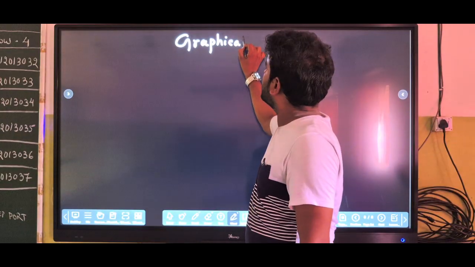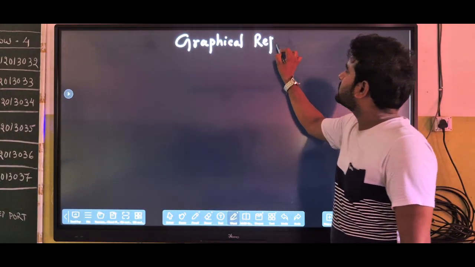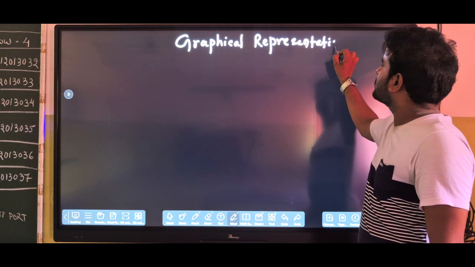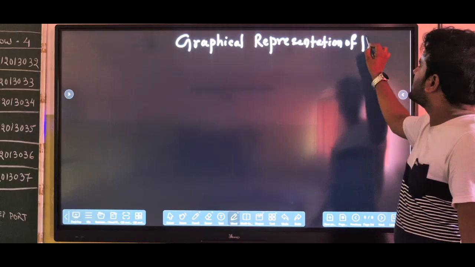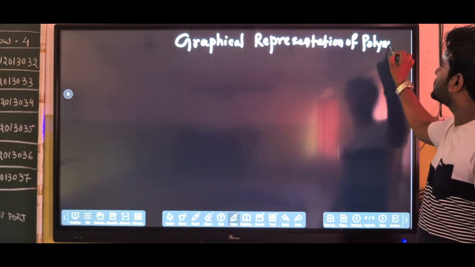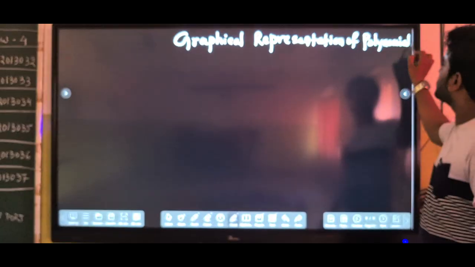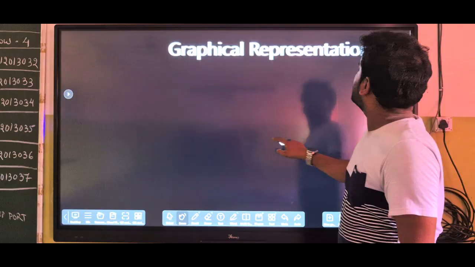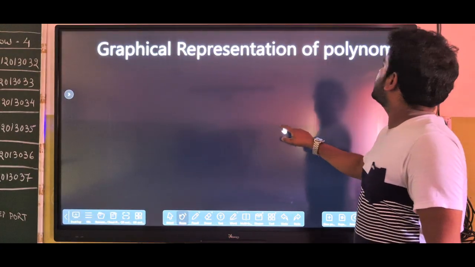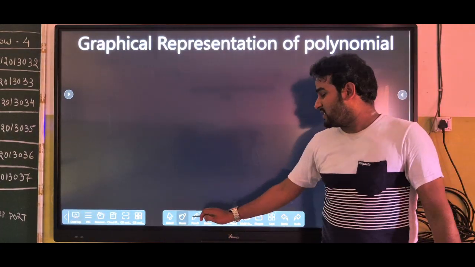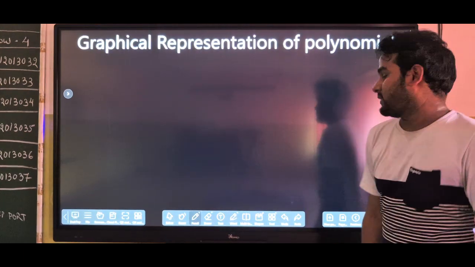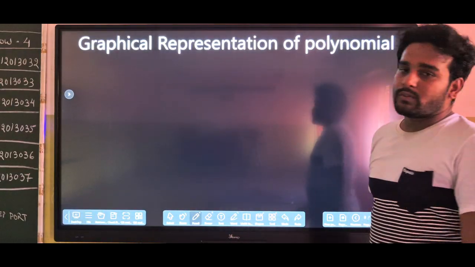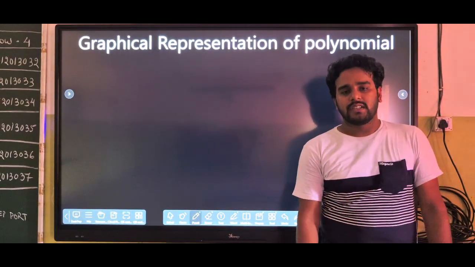Graphical representation of polynomials. Okay. So, graphical representation of the polynomial. Let me see, spelling, sorry. Okay, it's a magic pen, whenever I'm writing a proper word. Okay, so graphical representation of the polynomial is there, quadratic is there, biquadratic is there.